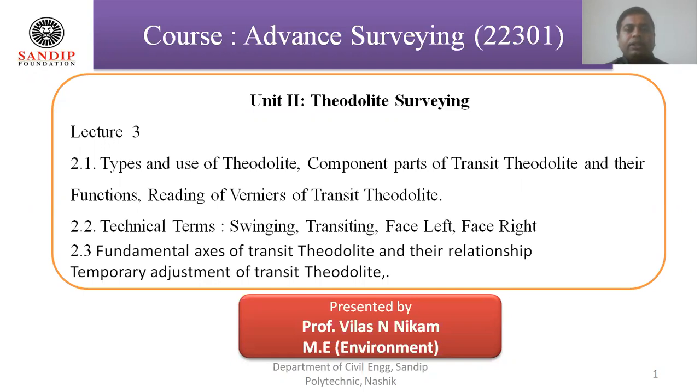Today we are going to see unit number 2, Theodolite Surveying, under the subject Advanced Surveying. In this lecture, we are going to cover different topics like types and use of theodolite, component parts of transit theodolite with their function, reading of verniers of transit theodolite, technical terms related to the theodolite like swinging, transiting, face left and face right. Next, fundamental axis of transit theodolite and their relation, temporary adjustment of transit theodolite.